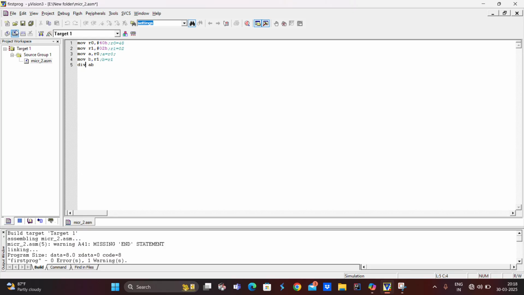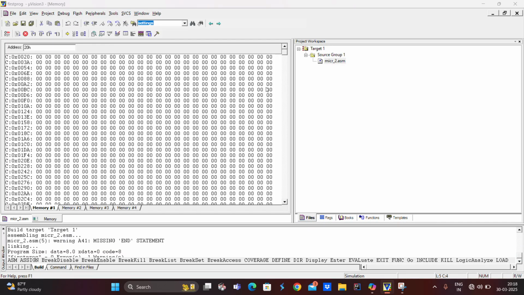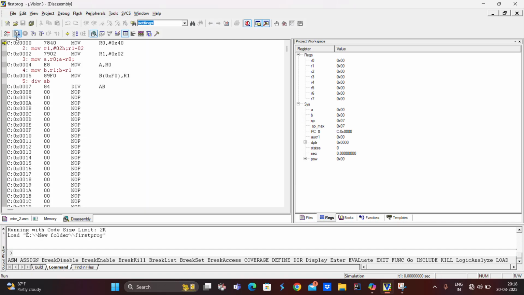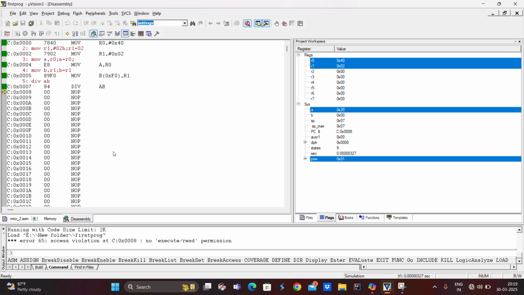So let us build it. So I have built it. Now let us debug it, then run. These are the steps you must keep in mind. So the answer, 40 divided by 2, is going to be 20. Now you might be thinking, what does B store? B stores the remainder and A stores the quotient. So here the remainder is 0.